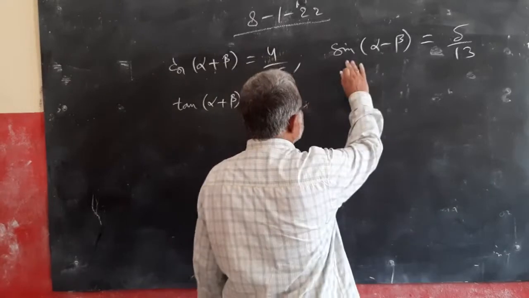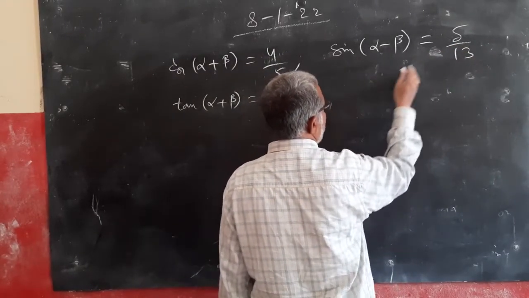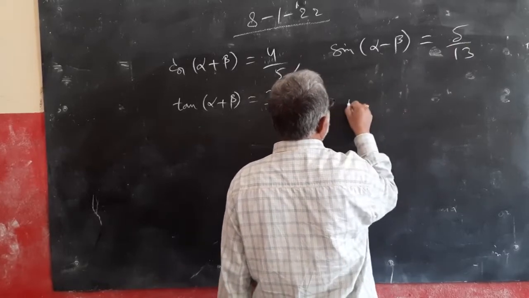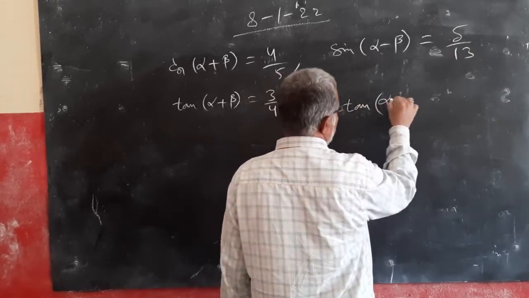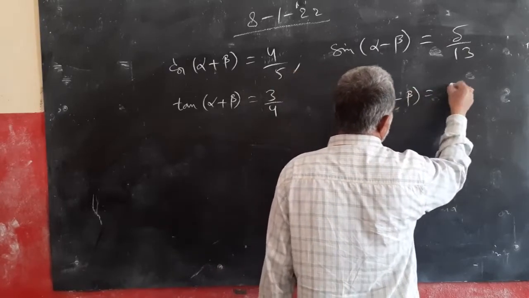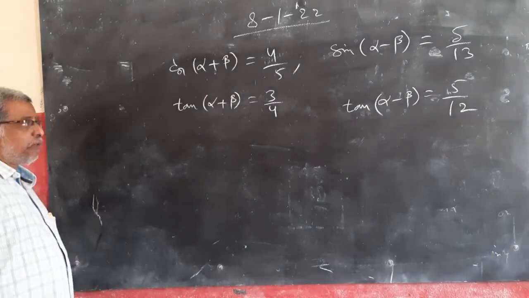Here also sin of alpha minus beta equal to 5 by 13. So according to Pythagoras theorem, I can find the third side. That becomes automatically 12. So tan of alpha minus beta equal to 5 by 12.